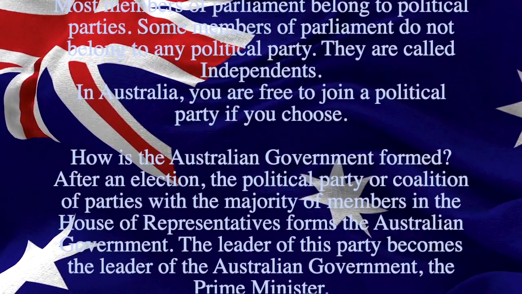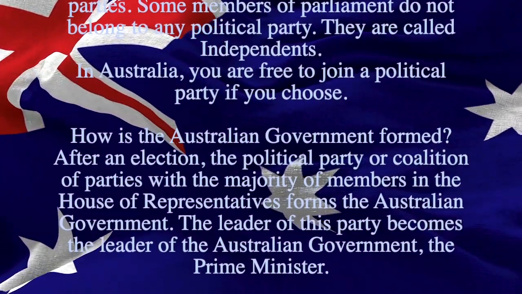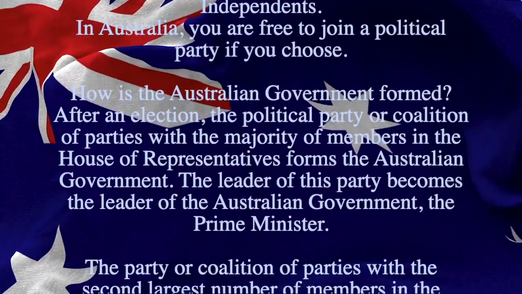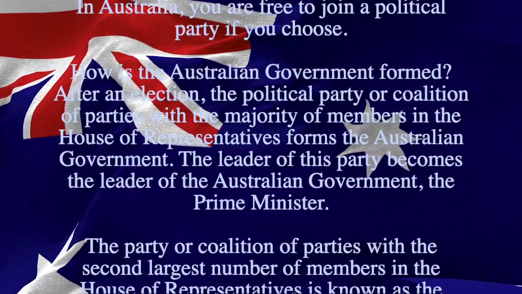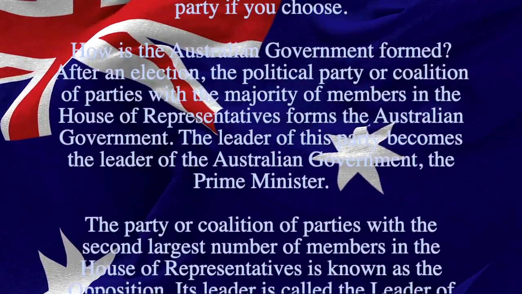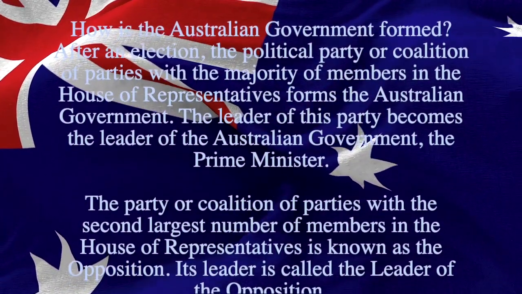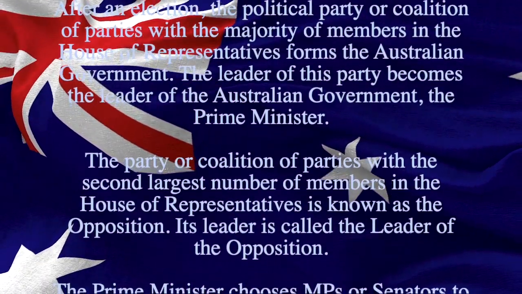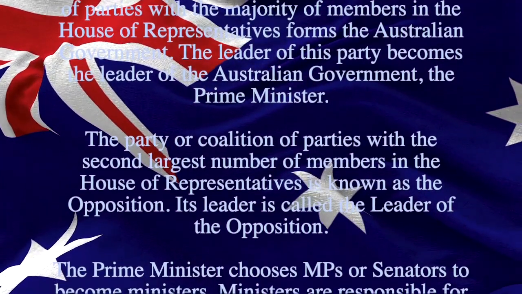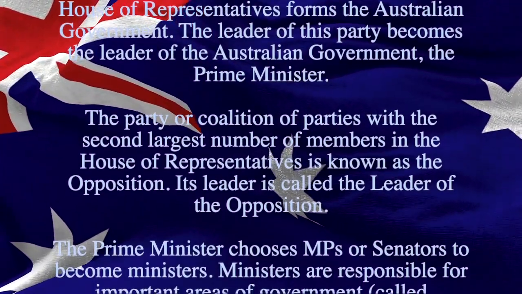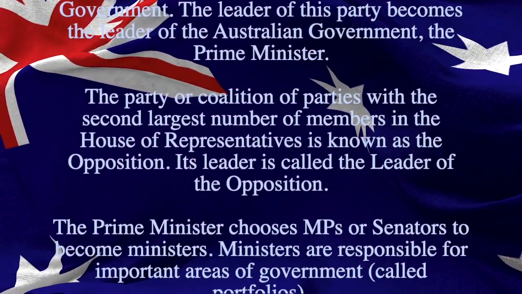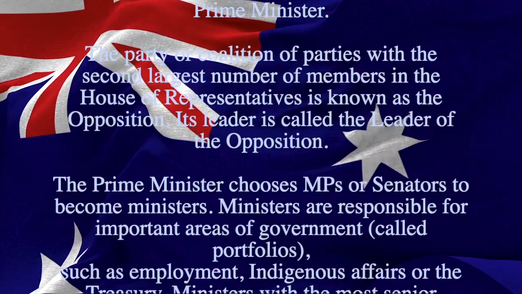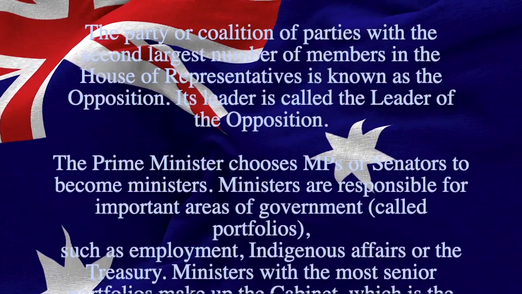Okay, now we'll see how the Australian government is formed. After an election, the political party or the coalition parties with the majority of members in the House of Representatives forms the Australian government, and the leader of this party becomes the leader of the Australian government, who is known as the Prime Minister. For example, our current Prime Minister is Scott Morrison.